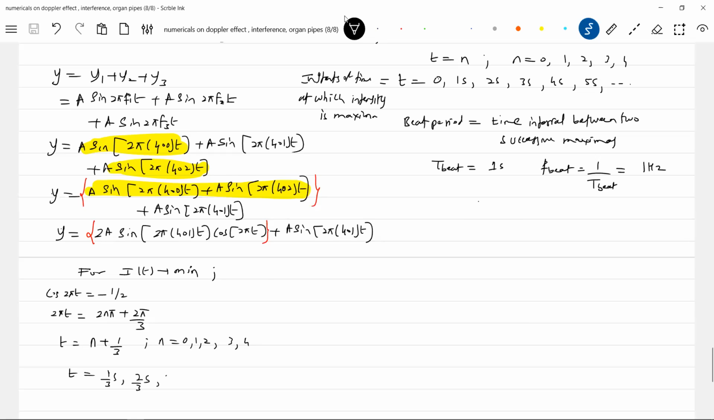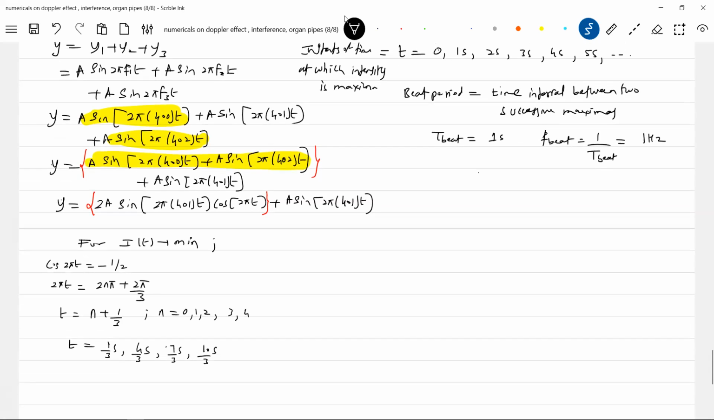4 by 3, sorry, it should be 4 by 3. 7 by 3. Check once. What are these? The instance of time at which intensity is minimum.